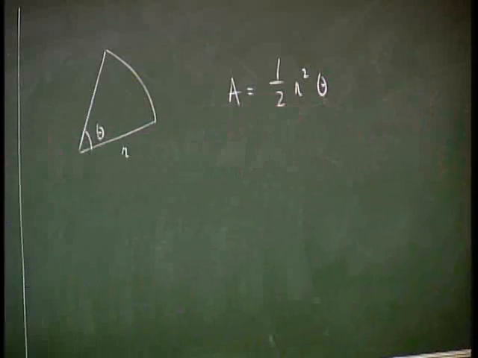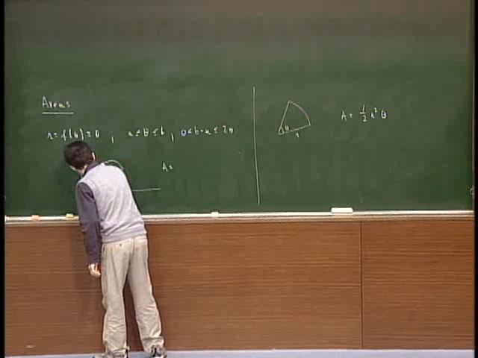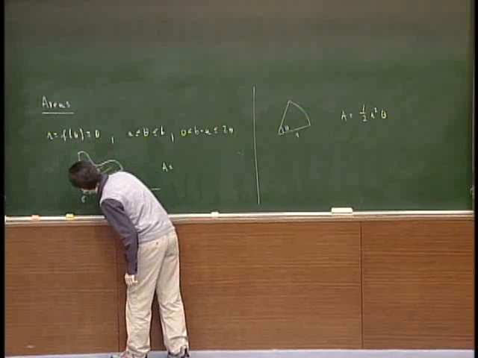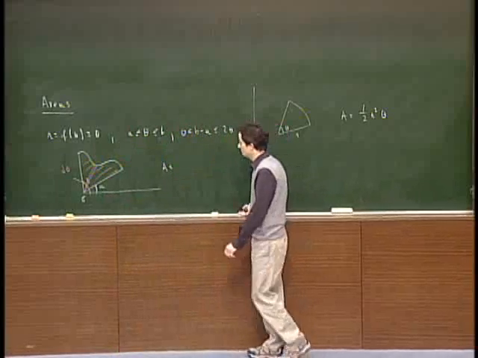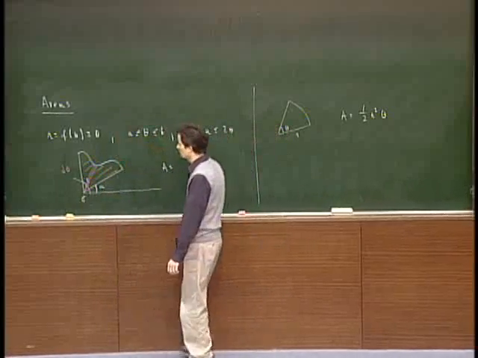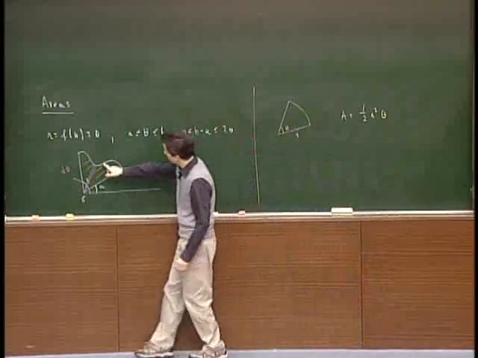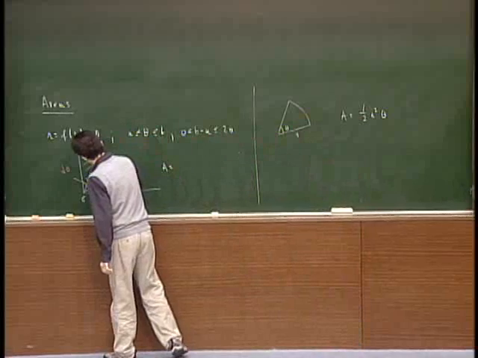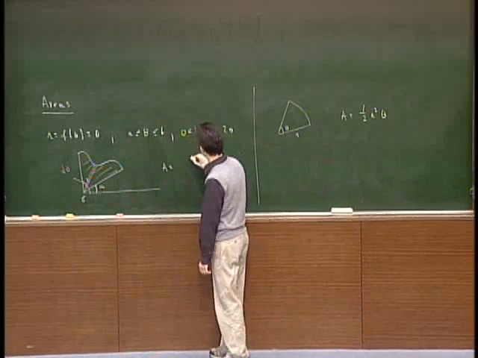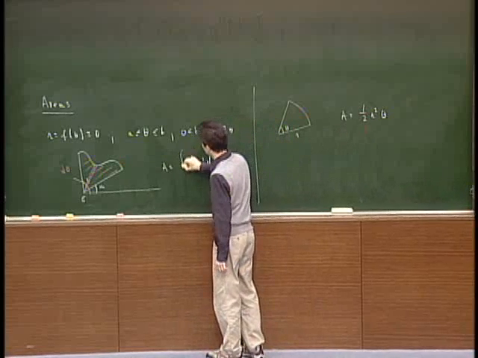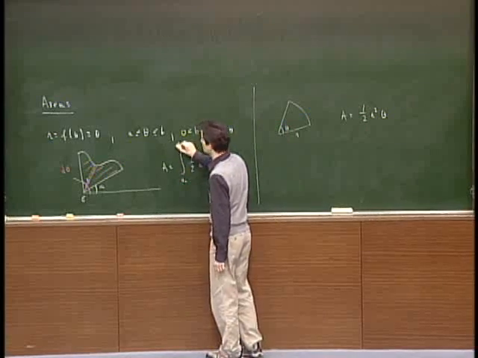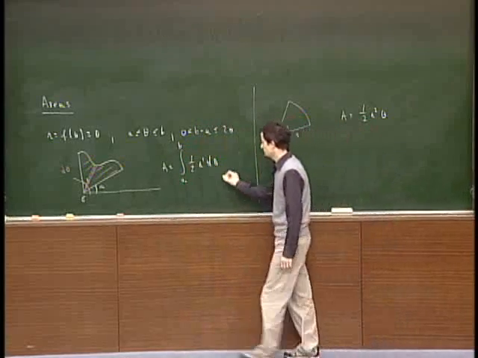Because you can approximate this roughly, maybe I should use another color. So you can look at a very small angle, d theta. And if this angle here is very small, what you see here is a sector of the circle. So for this red part here, you have a contribution which is just given by this formula: 1/2 r squared times d theta. And what you have to do is add over theta from A to B. Okay, so this is the formula we are going to expect.